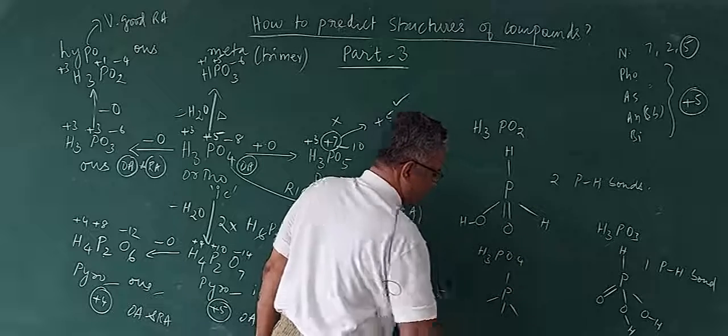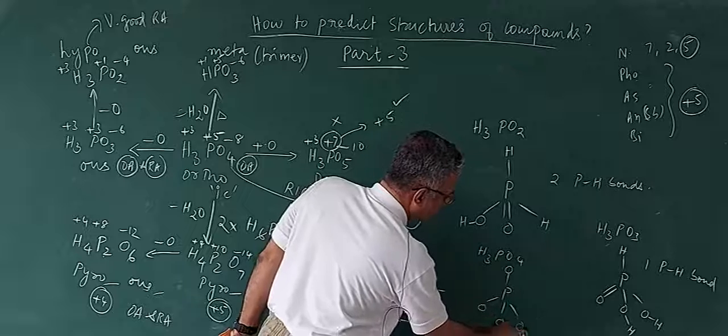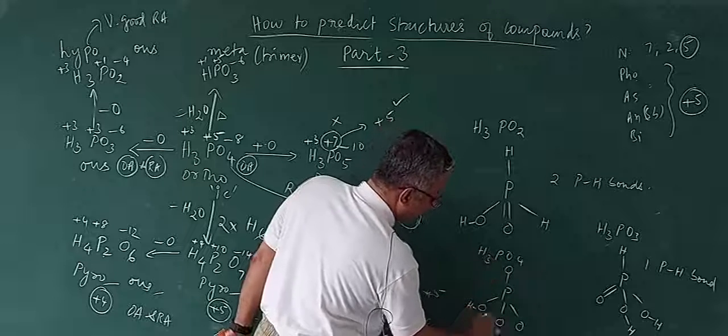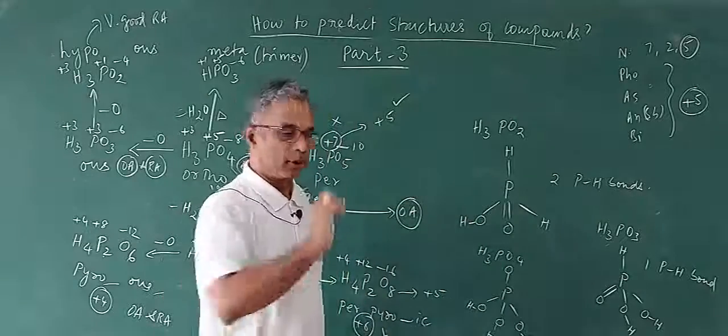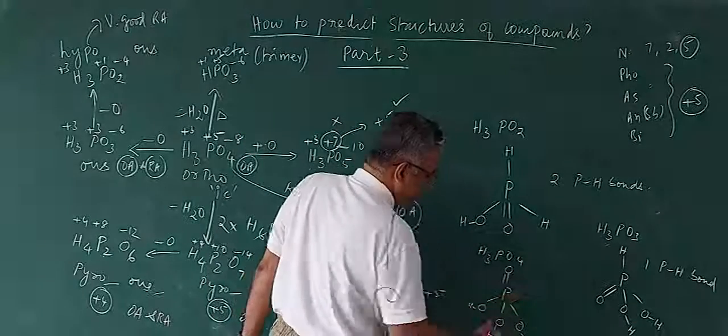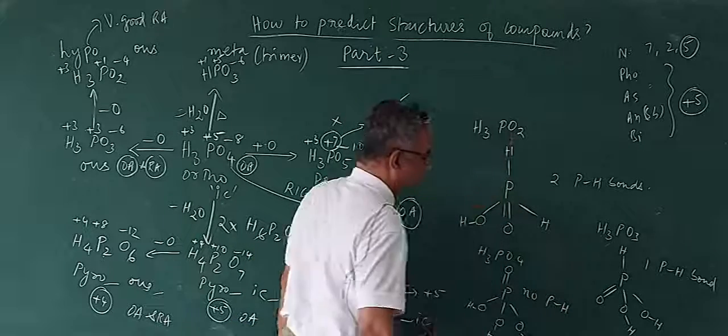So if you take phosphoric acid H3PO4, again you take phosphorus with 1, 2, 3, 4 bonds, you have 4 O, 1, 2, 3, 4. 3 H is there, H, H, H. Phosphorus will have 5 valence electrons, so it will have 5 bonds, so it will be the same. There is no P-H bond here.